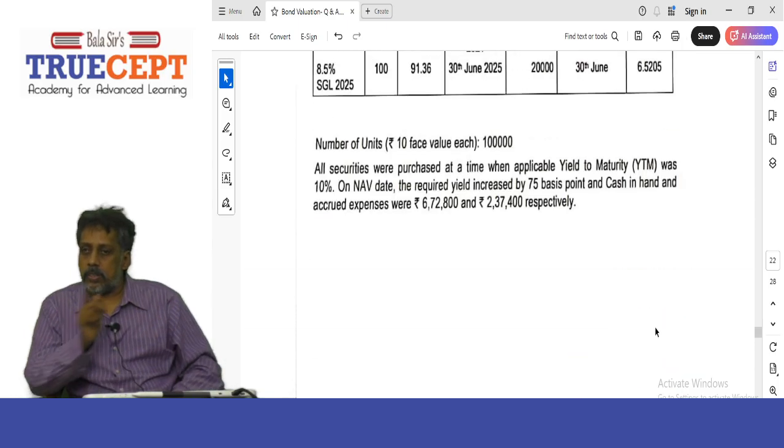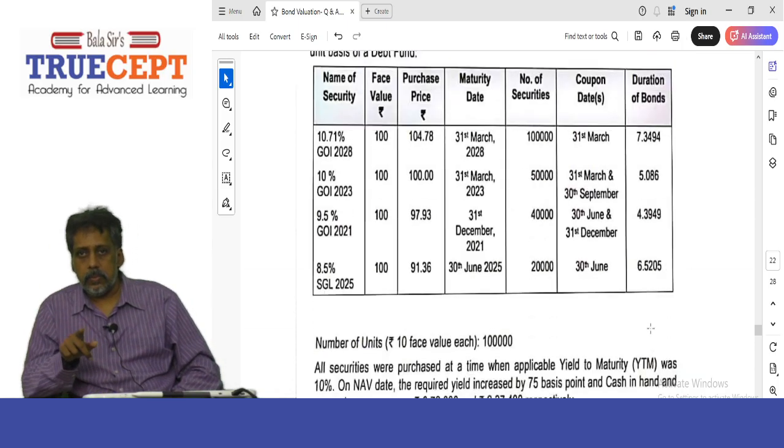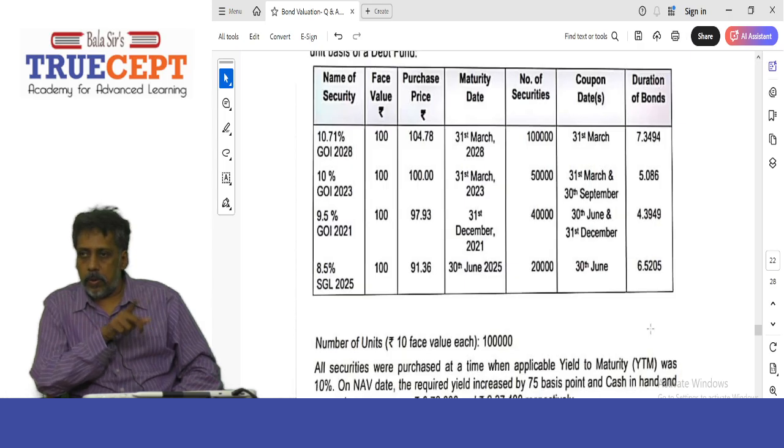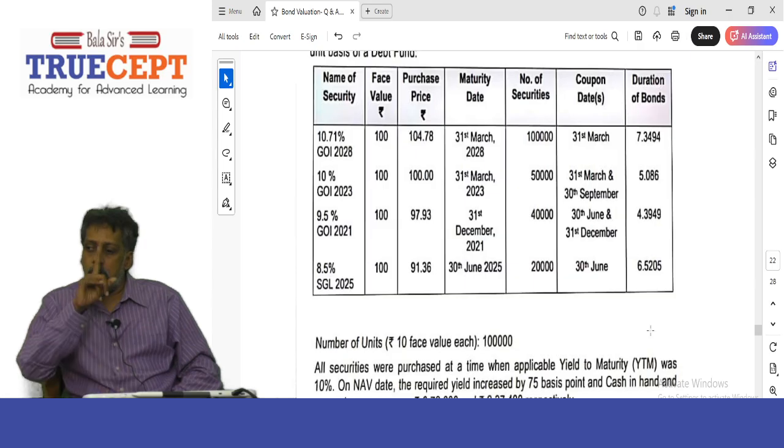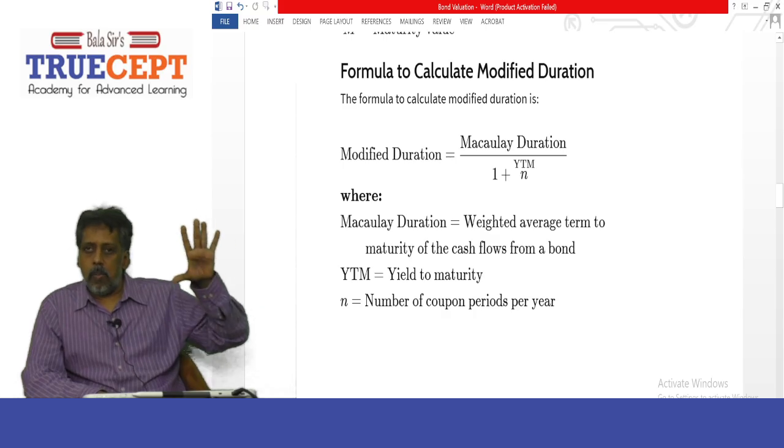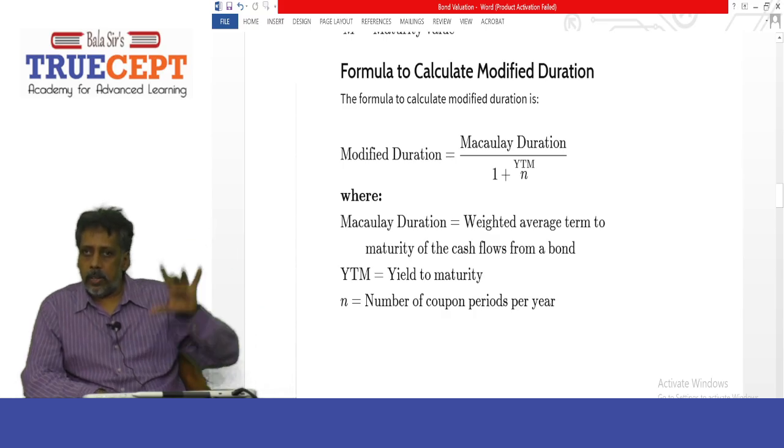The first bond, what is the duration? 7.3494 years, right? So when simply duration is given, it means what? They have given the Macaulay duration. And you all know that I can find something called the modified duration. Just see the formula on the screen, guys. So what is the formula for modified duration?